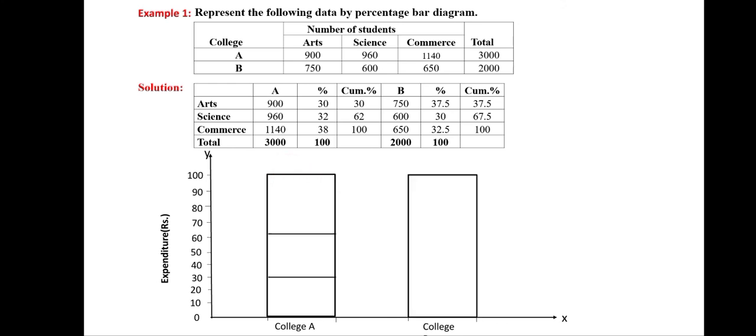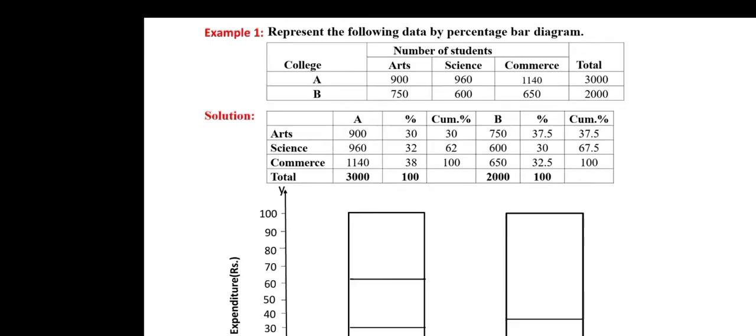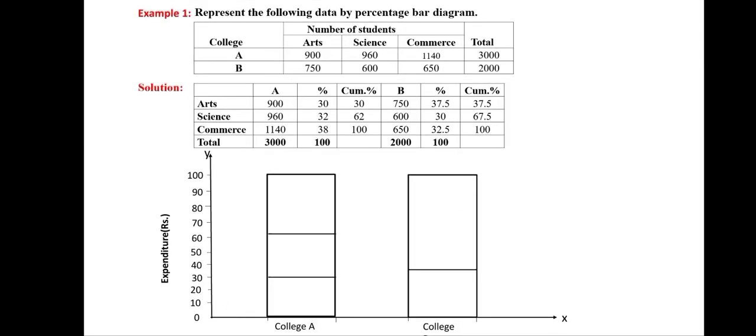Okay. Similarly for college B, draw a rectangular bar till 100 because the total percentage is 100 here. And to make the different components, check the cumulative values. First cumulative value is 37.5, so draw a line in front of 37.5. Okay. Next, the second one is 67.5. Draw a line at 67.5, and the last one is 100.